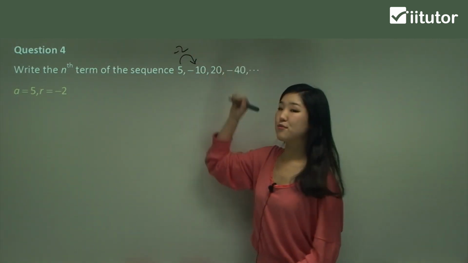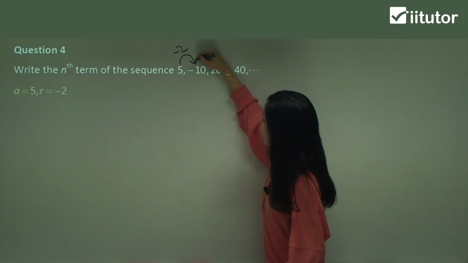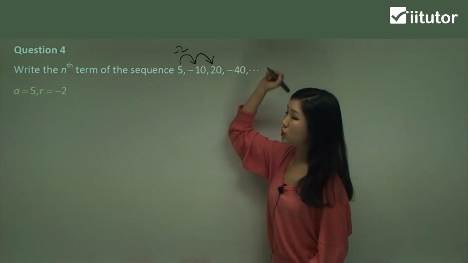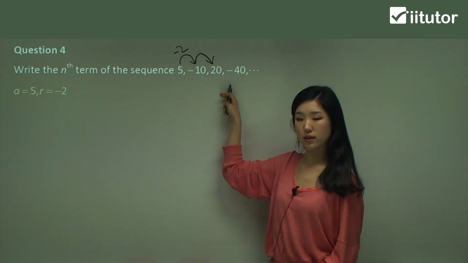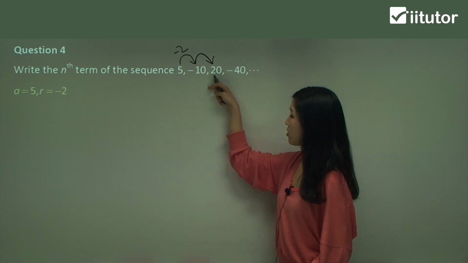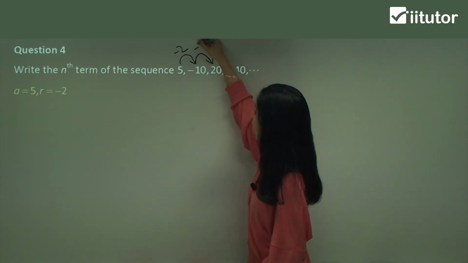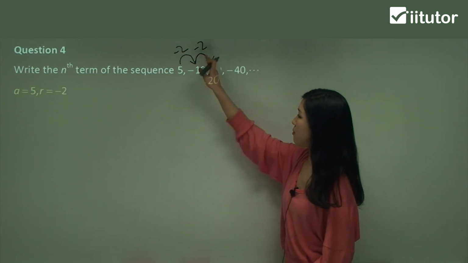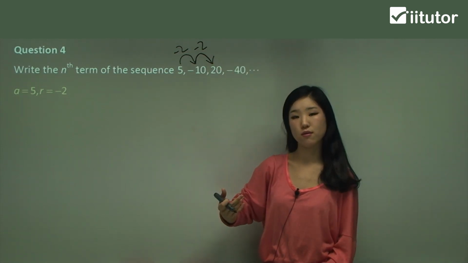Negative 2, isn't it? 5 times negative 2 makes negative 10. And then negative 10 to 20. What do we multiply negative 10 by to get positive 20? Okay, it's positive 20 and this is negative 10. So again, if we multiply negative 10 times negative 2 it makes positive 20, since a negative times a negative makes a positive.